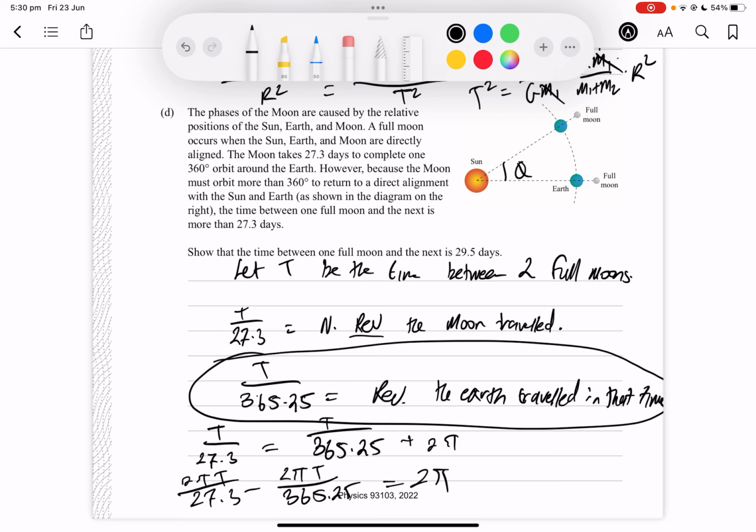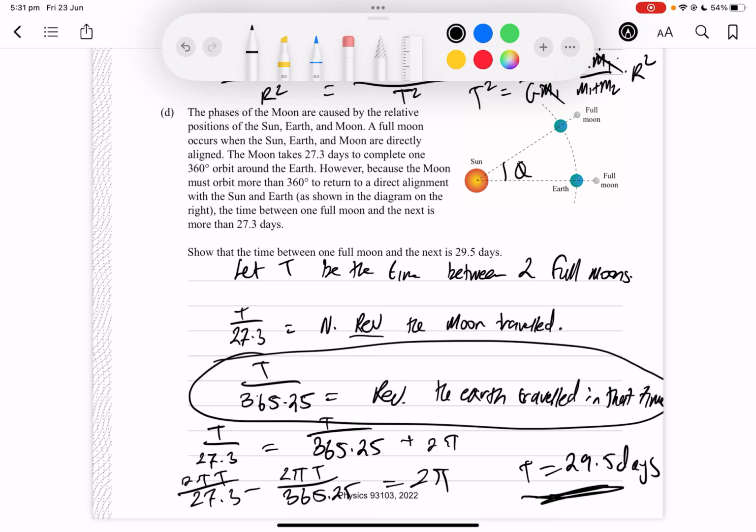So that should give us the right answer, and that will give us t equals 29.5. Apologies for that, it's a very simple mistake, but that's 29.5 days. So that's what we expect the answer to be. Just be careful because we've already defined t as the time between two full moons. So t over 27.3 is not the number of radians traveled, it's the number of revolutions that the moon has traveled. So we need to convert that to radians first, so we multiply by 2 pi first. That's very crucial. But we should get the answer of t equals 29.5 days.